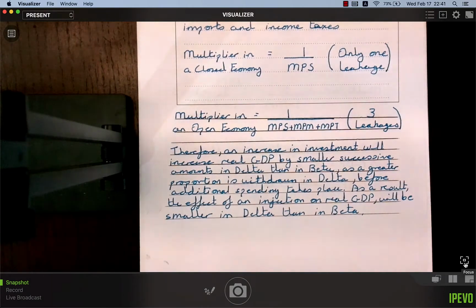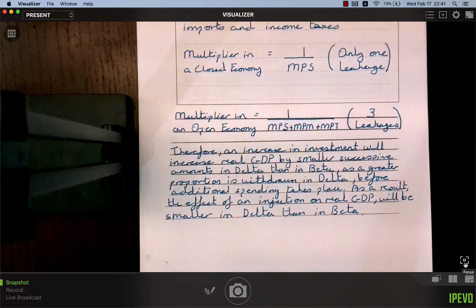So therefore, an increase in investment will increase real GDP by smaller successive amounts in delta than it would in beta, as a greater proportion is withdrawn in delta at every stage before additional spending takes place. As a result, the effect of an injection on real GDP will be smaller in delta than in beta.